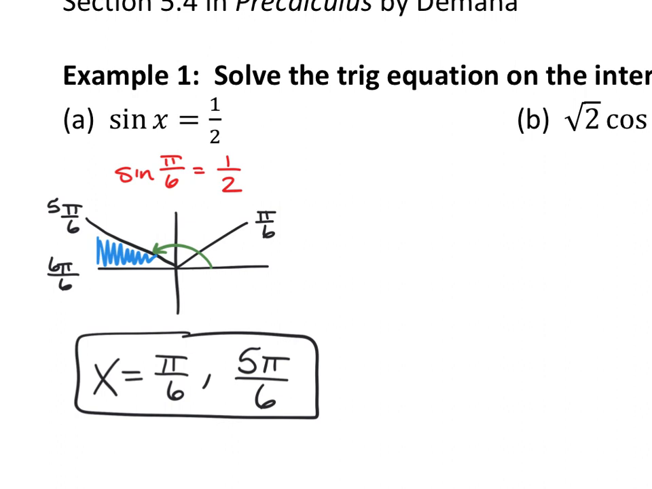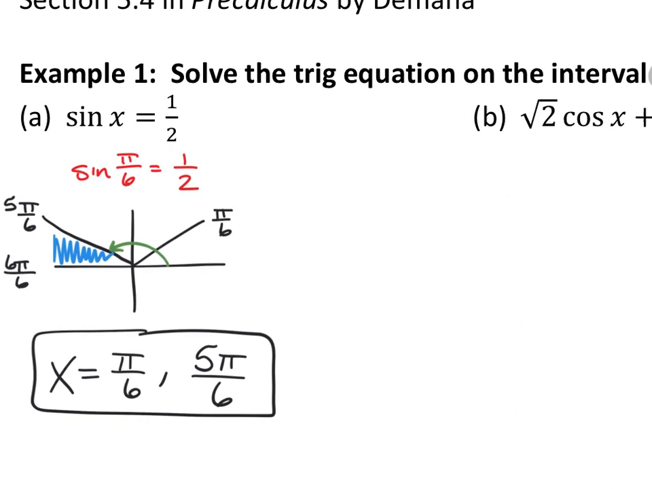That's a really basic problem. So we're just identifying what we know. We know that sine of pi over 6 is 1/2, so then we work backwards to figure out the other angle in a different quadrant.